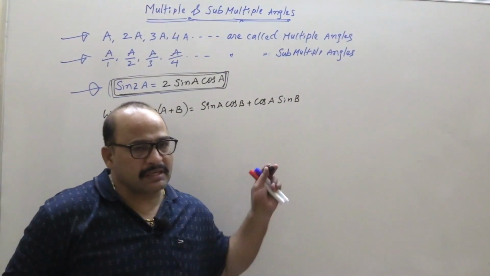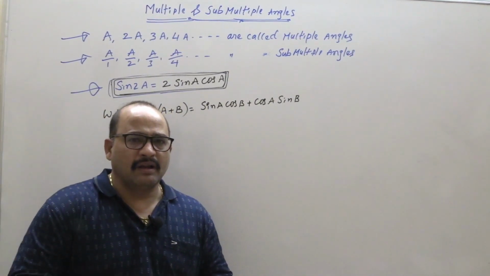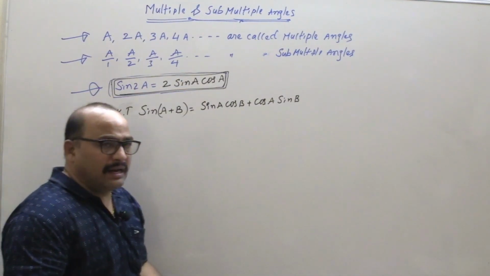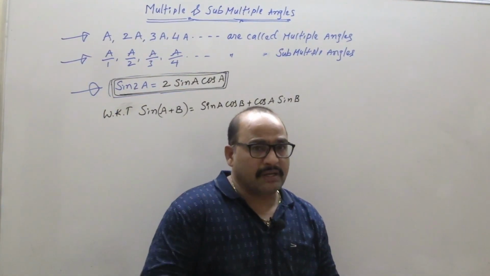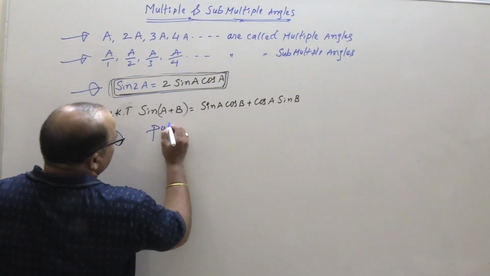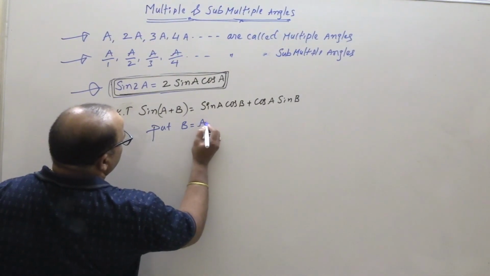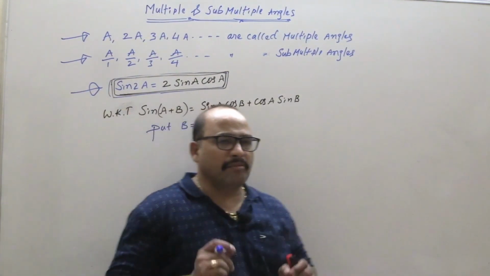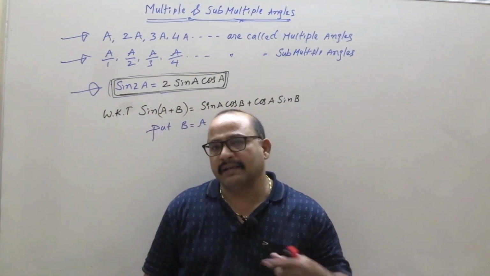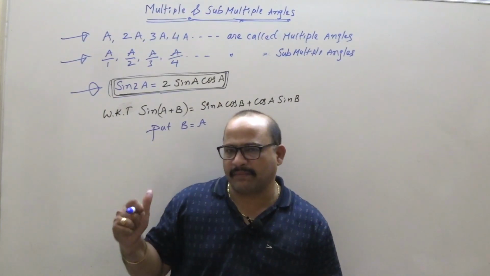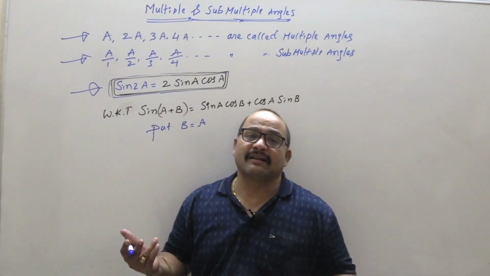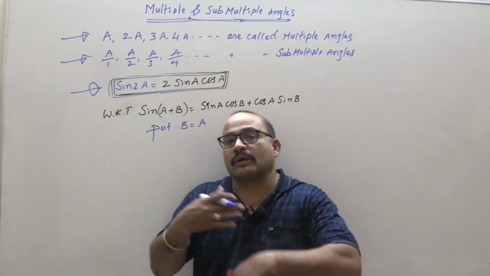I already proved that result in the last lecture. To get this result, we need just a little bit of manipulation. Now put b equal to a, students. Replace b by a. Understood, students? To get the sin 2a formula, 2 sin a cos a, you can see only a is there, not b. So in the place of b, I am going to write a.